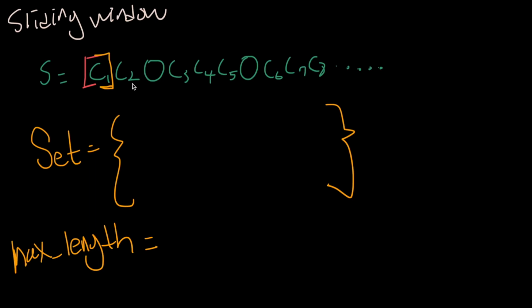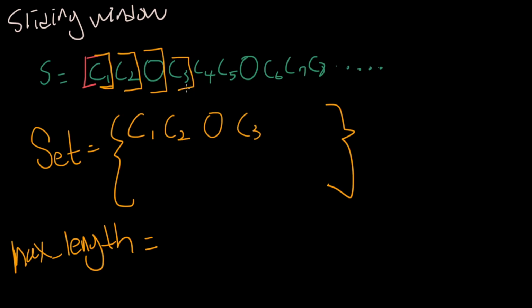So, all right, let's do this. First, the right pointer is pointing to C1. Does C1 exist in our set? No, so we're gonna add it. We move the right pointer to the right. Does C2 exist in our set? No, so we're gonna add C2, okay? The same way, we're gonna add O, and C3, we're gonna add C3.